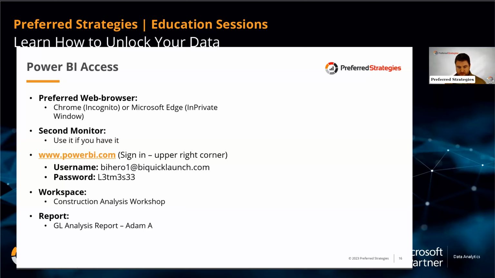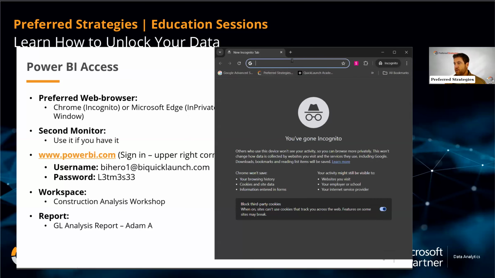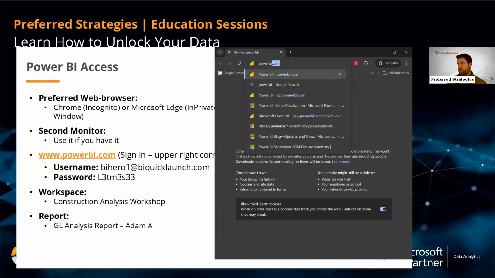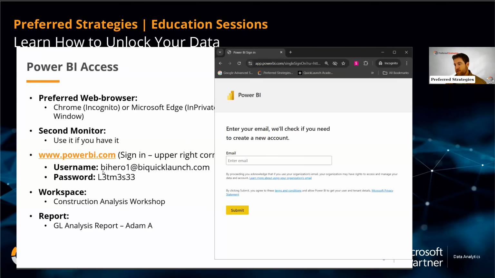So what that looks like is really going in Chrome up here to this menu and clicking in the new incognito window. Once you do that, you're going to go out to powerbi.com, which you can see the link here. And then you're going to use this username and this password in order to log in. So I'm going to go ahead and put that in here, BI Hero 1, BIQuickLaunch.com. Feel free to follow along with me, and then I'm going to submit it.